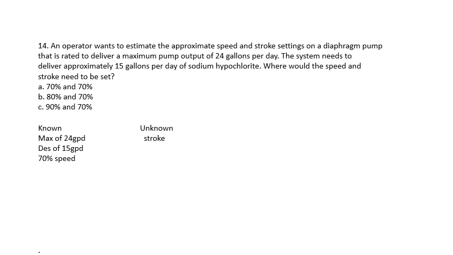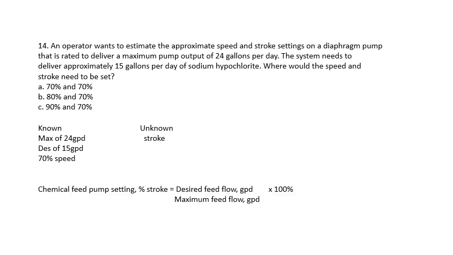All right, so what we know is the max flow of 24 gallons per day, a desired flow of 15 gallons per day. All the answers already have the speed set at 70%, so we're looking for the stroke. To find the chemical feed pump setting, the formula is desired feed flow gallon per day divided by maximum feed flow gallon per day times 100%.